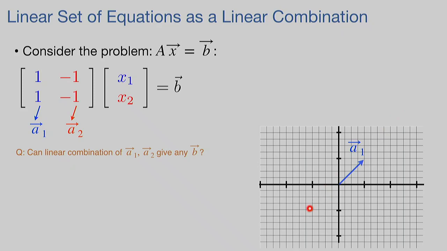And then you go anywhere you want here. And then you want to go in the direction of A2. What is the direction of A2? It's the same direction. So it's not going to help me. I'm just always going to be stuck on this line. Right? Back and forth, back and forth.